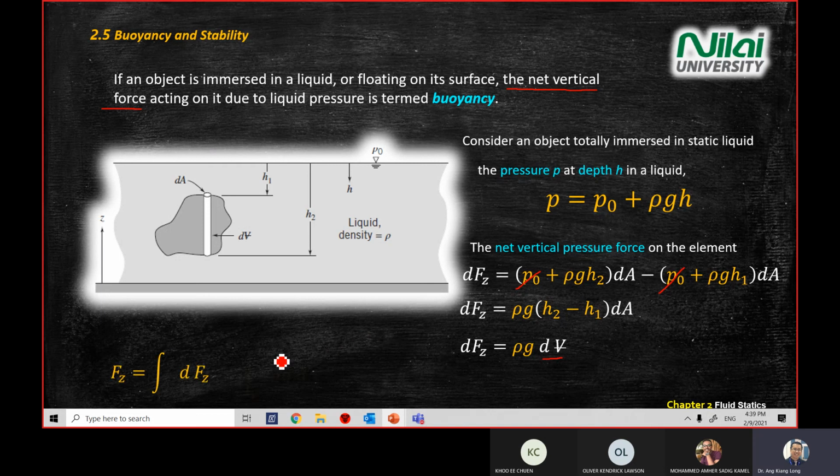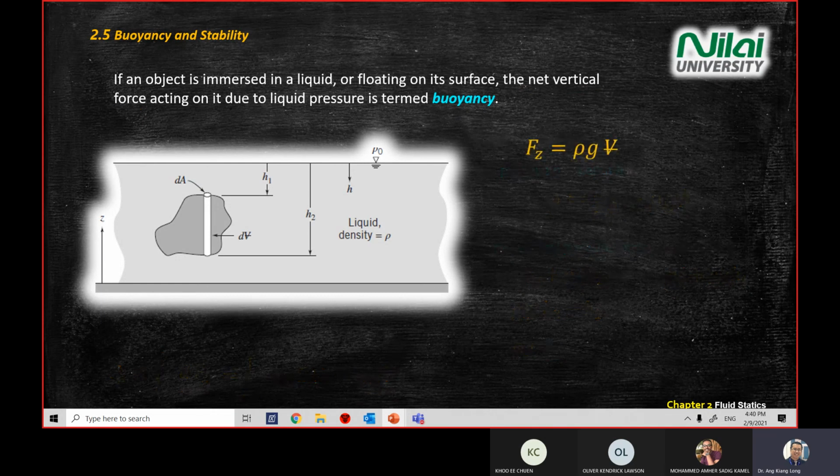The next step is just the integration of what we have. If you integrate the small forces on the body, then you get the total force acting on the body, or the buoyancy force acting on the body. This is just a mathematical presentation. Okay, nothing complex here. Or rho GV equal to buoyancy. I'm going to show one example on the application.